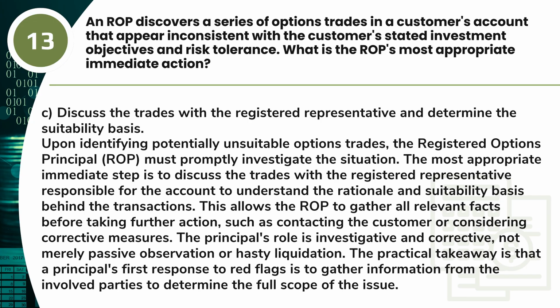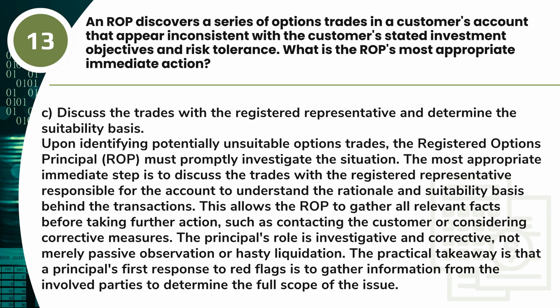Answer: C. Discuss the trades with the registered representative and determine the suitability basis. Explanation: upon identifying potentially unsuitable options trades, the registered options principal (ROP) must promptly investigate the situation. The most appropriate immediate step is to discuss the trades with the registered representative responsible for the account to understand the rationale and suitability basis behind the transactions.